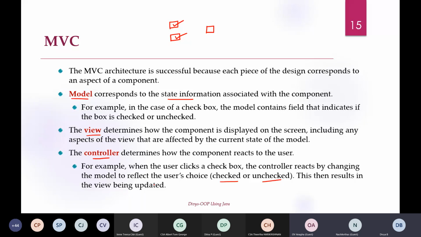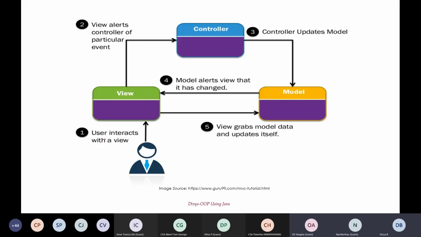First, what the user sees is the view. The user interacts with the view. Then the view alerts the controller of a particular event. Suppose the user tries to click the checkbox. The view has to alert the controller of that event. The controller updates the model, and the model alerts that the view has been changed. That is, if this was the previous state, it has to be shown like this, right? So the view grabs the model data and gets updated in this form.